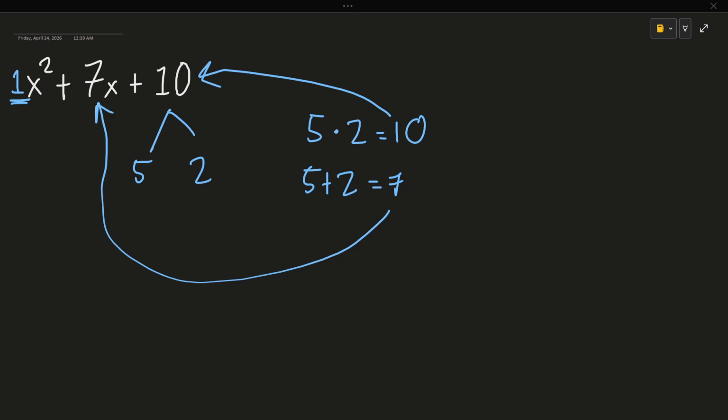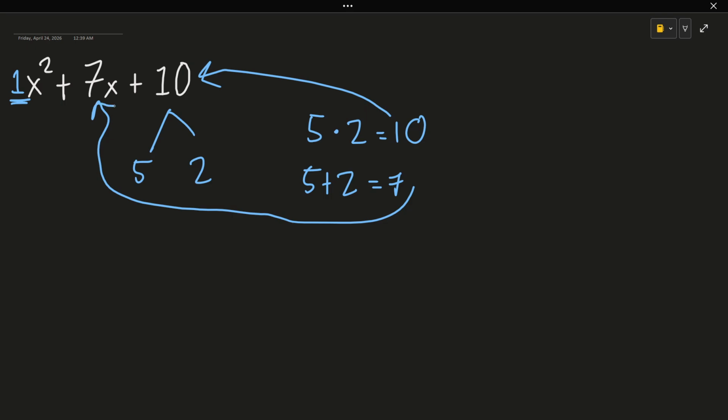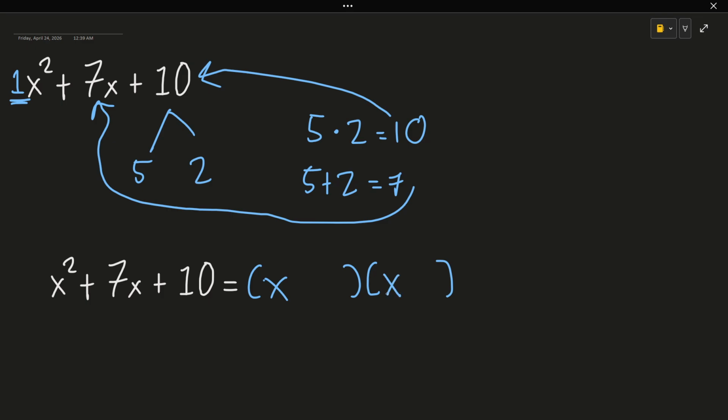Now that we found these two numbers, what are we going to do? Let me just erase this line and draw it like this, because I'm going to write down. Let me just copy this for a while. There you go. So the next thing we're going to do is make two groups of parentheses. Then put the x on the left of the parentheses in each group. So we have x and x.